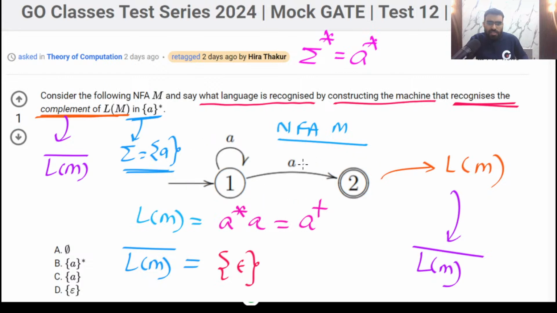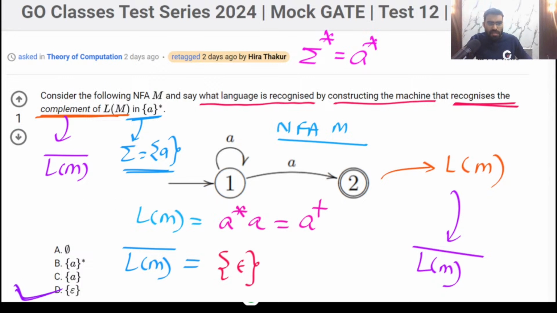It is accepting all other strings. Every non-empty string is accepted by the given NFA. So you can see the complement of the language of this NFA will be the set containing the empty string. So this will be LM complement, the set containing empty string. The answer will be option D. Is this clear? Let me know.